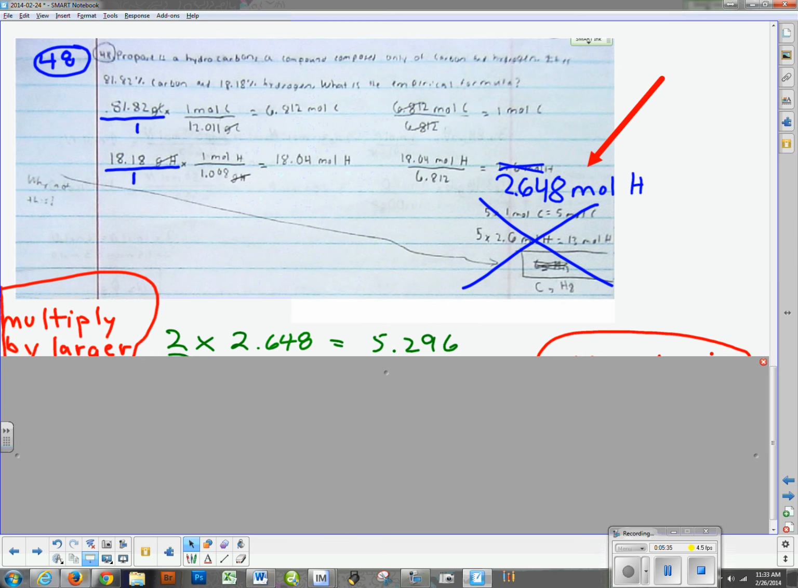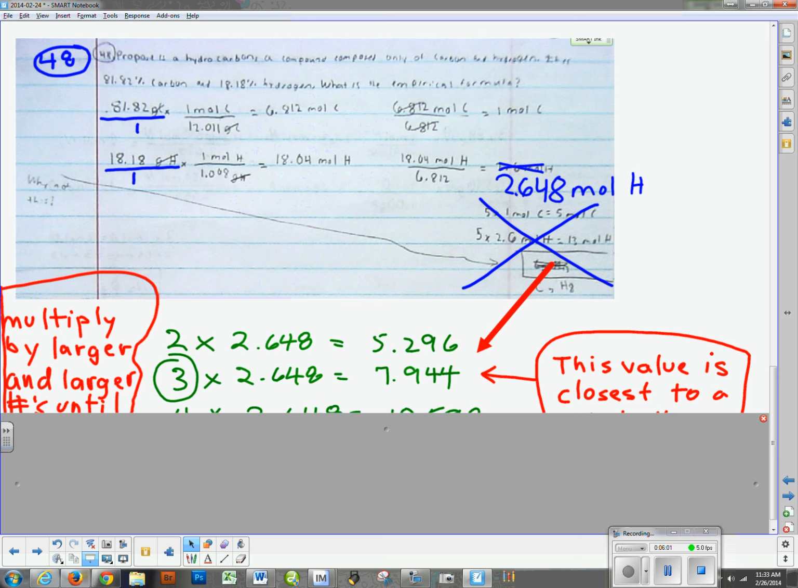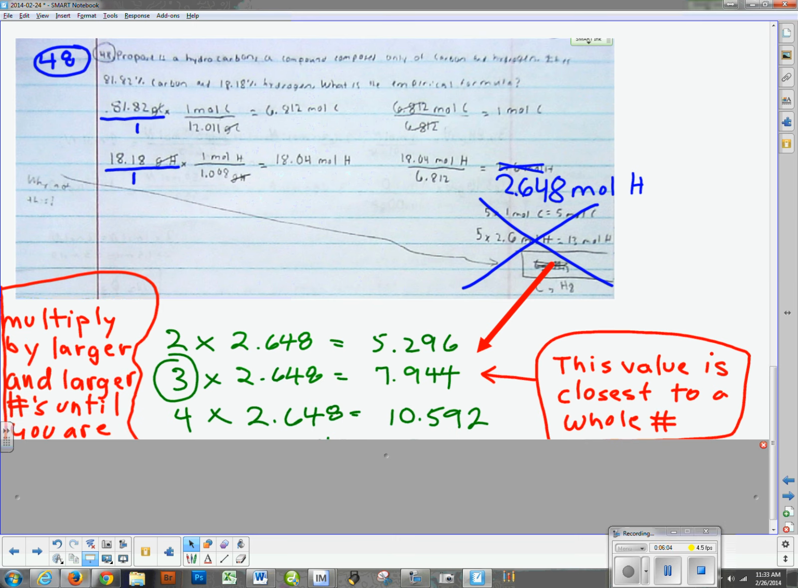5.296. That's not close enough to a whole number. This one is really close. And quite frankly, when I got here, I considered pretty much that we were done. So with this one here, 7.94, you're really, really close to 8. Not as close to 5 as this number is. So the goal here in multiplying by these numbers is to get a number that's as close to a whole number as possible to make our ratios work.